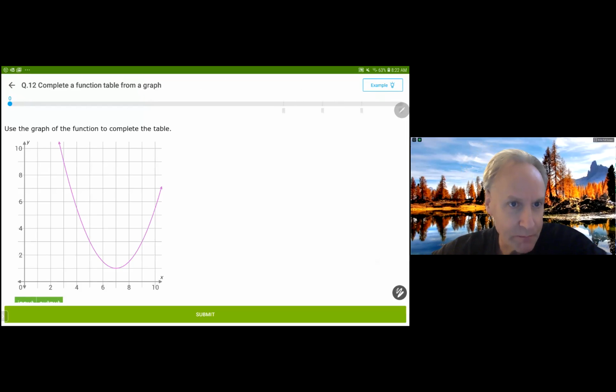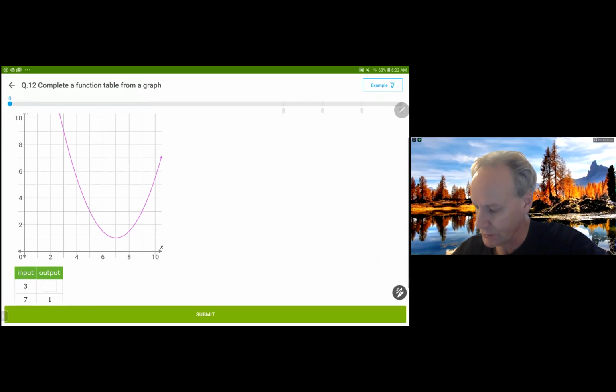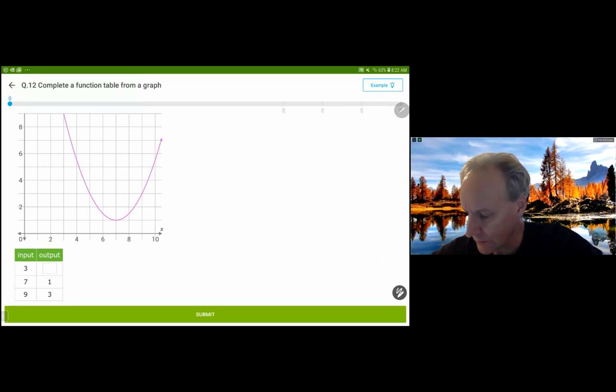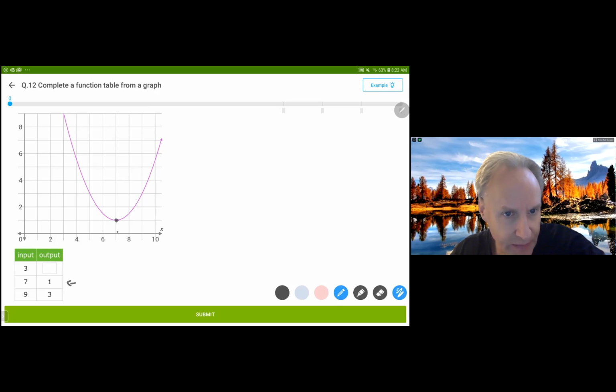Use the graph of the function to complete the table. So we are supposed to choose, given the input and the output that they gave us. We can see already that 7 goes to 1, and that is actually called the vertex on here. We can see they gave us that one. That one's right there. That's the vertex. And they gave us the 9, 3, which is right there.